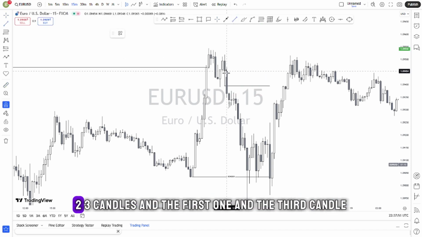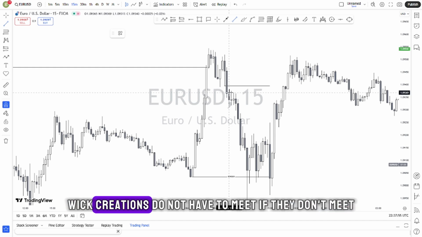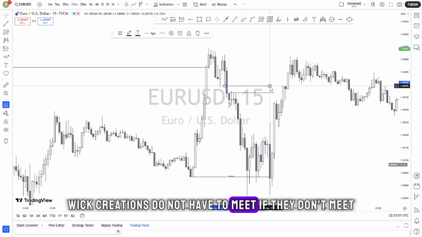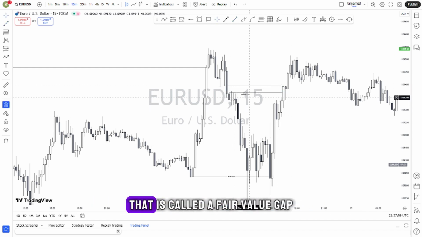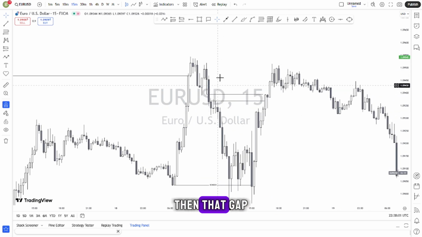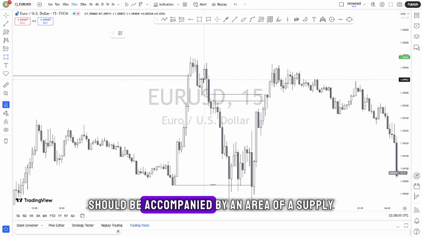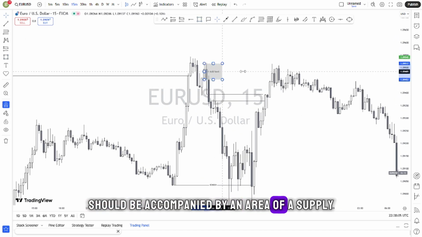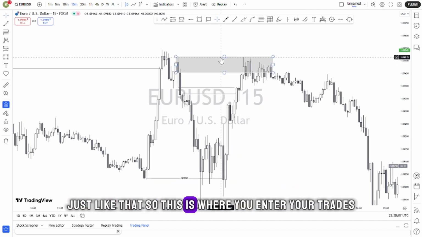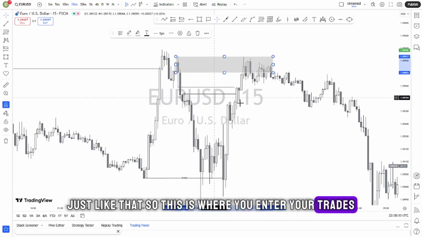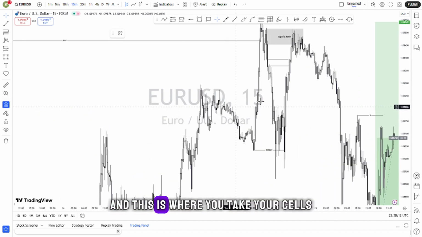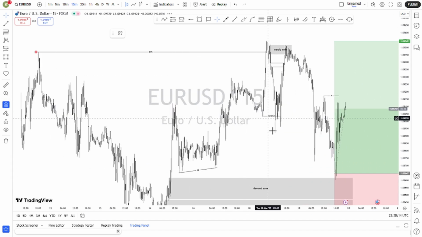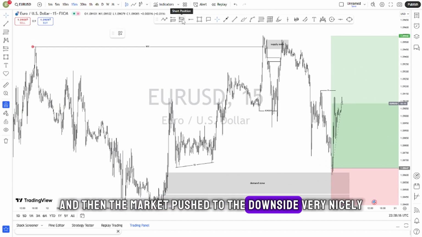You need 1, 2, 3 candles, and the first and the third candle wick creations do not have to meet. If they don't meet, they create a gap like this. That is called a fair value gap. Then that gap should be accompanied by an area of supply, just like that. So this is where you enter your trades, and this is where you take your sells, and then the market pushed to the downside very nicely, guys.